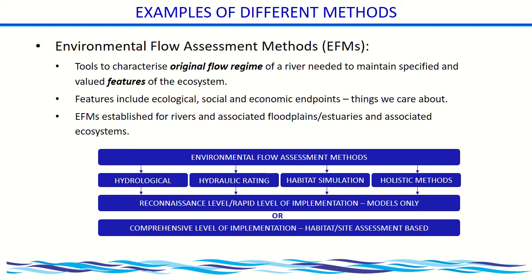All right, so in terms of the environmental flow assessment methods, a South African, Rebecca Tharme, in 2003 established these 4 categories for environmental flow methods. The first one is hydrological methods, then hydraulic rating methods, habitat simulation methods, and holistic methods. And I'm going to unpack each of these methods.